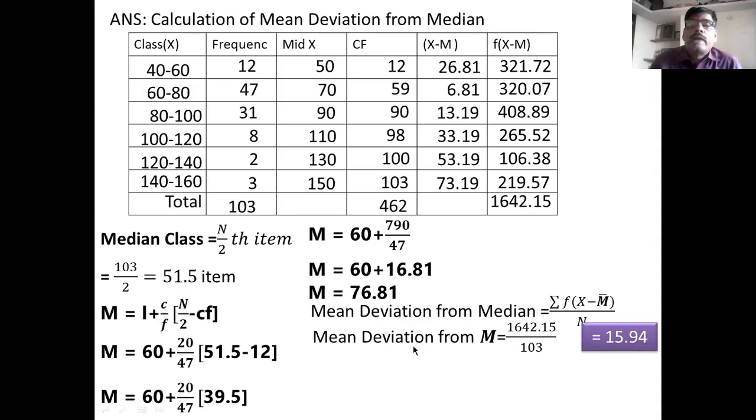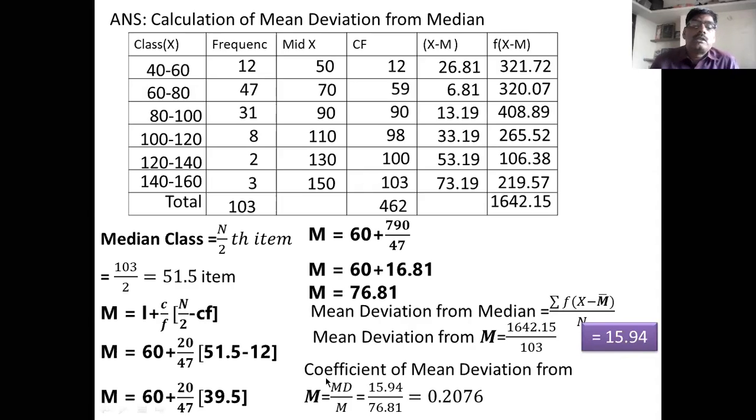This is the absolute measure. Then you calculate the relative measure. Relative measure is equal to the coefficient of mean deviation from median, which is MD divided by M. M means median. Okay. In the case of mean, you take the mean. So 15.94 is the mean deviation, median is 76.81, which is equal to 0.2076. In this way, you calculate the mean deviation from median. Okay.